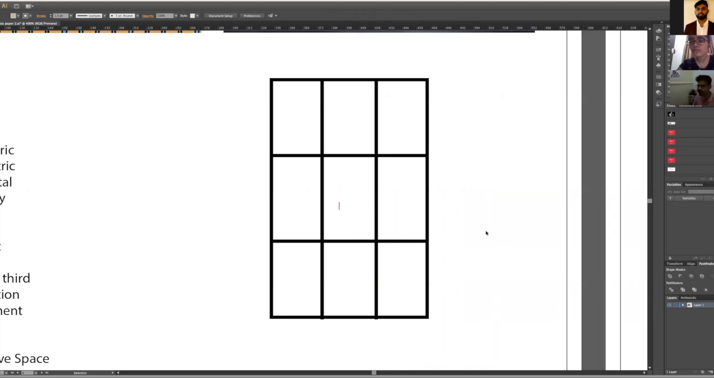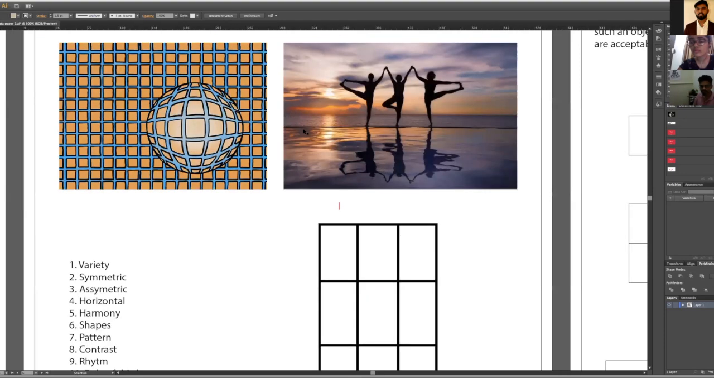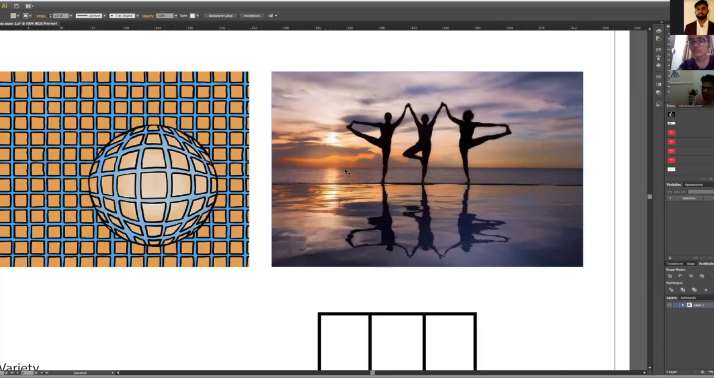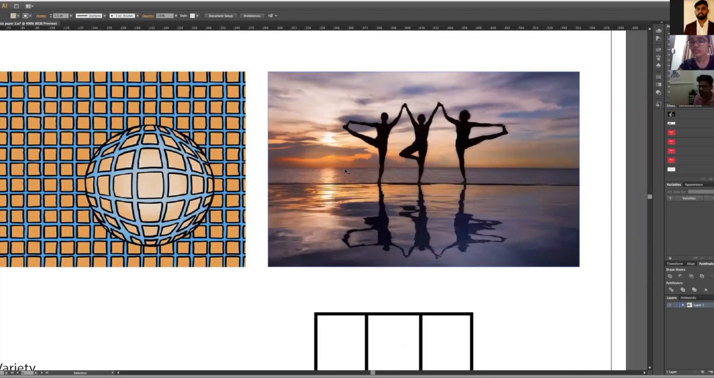In the second image on the right, even the sun is placed in such a way that it is following the rule of third. Okay. Close your eyes and open it and tell me which one you see first.